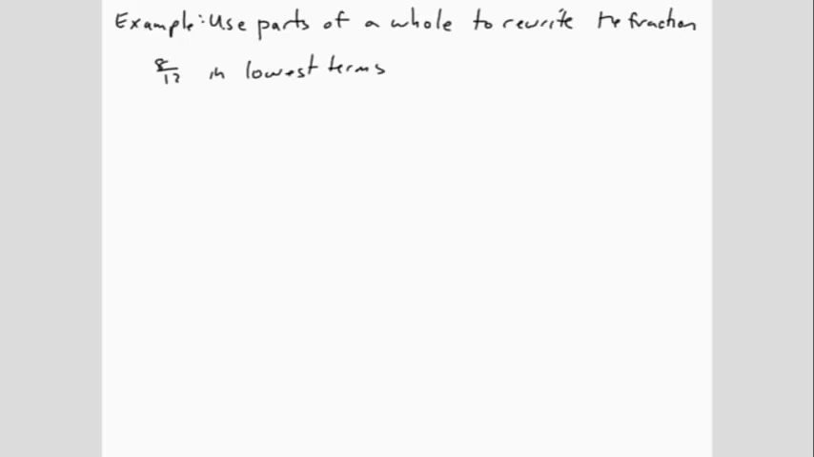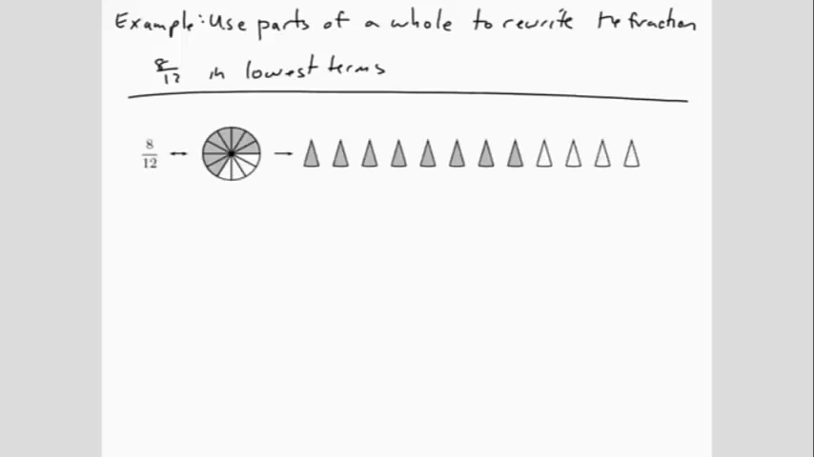Example: use parts of a whole to rewrite the fraction 8/12 in lowest terms. To write a fraction in lowest terms simply means to write it with the denominator as small as possible. In order to help visualize this, we will take the picture of 8/12 and draw out the wedges as individual pieces as opposed to being in a circle. So here we have 8 shaded wedges and 4 unshaded wedges.